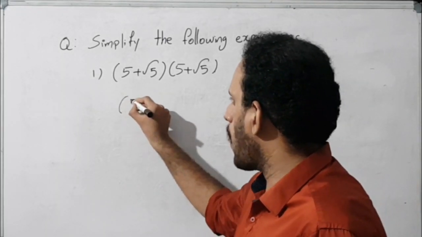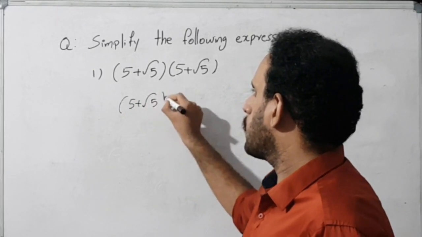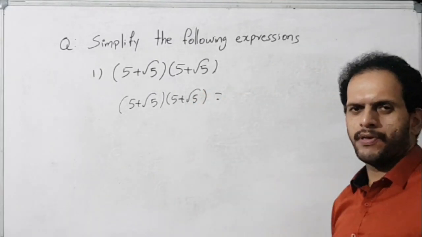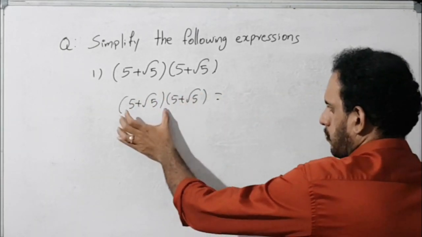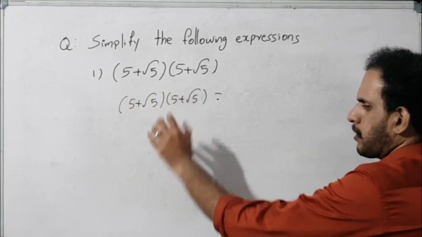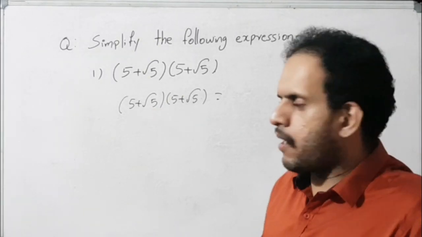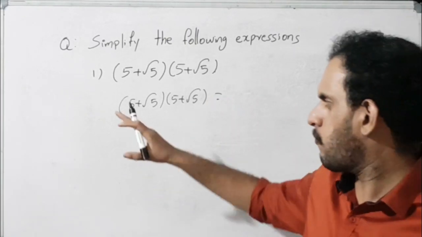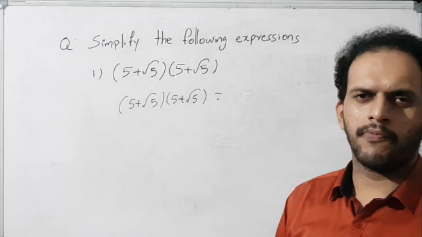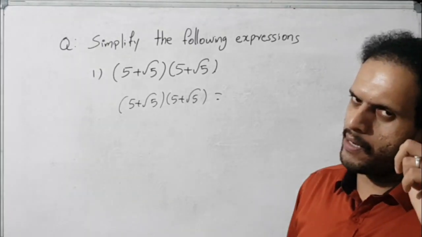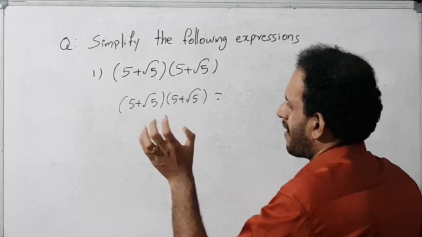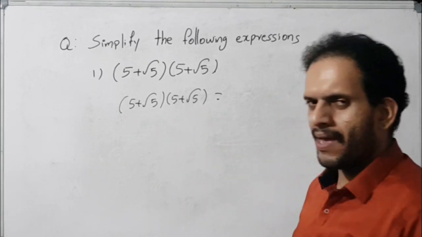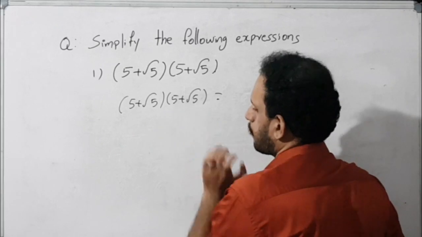So we start with 5 plus root of 5 into 5 plus root of 5. Then we know that 5 plus root of 5 is a single irrational number. Then this is also an irrational number, correct? We multiply them together, 5 plus root of 5 and 5 plus root of 5. We listen here, we have one idea: we multiply the same numbers, like 2 into 2.